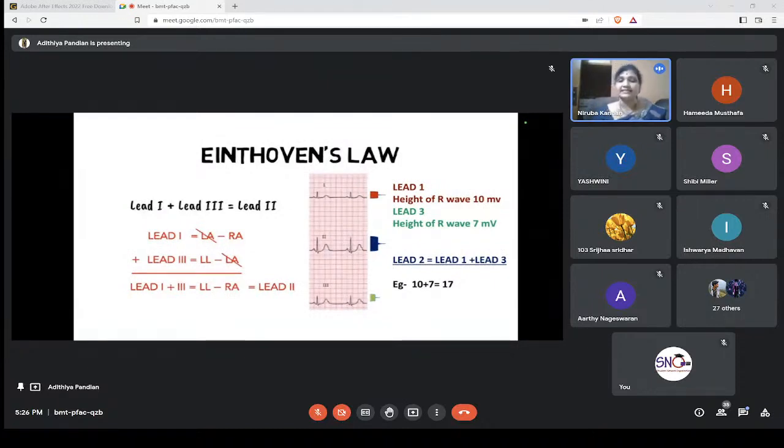So lead 1 and lead 3, if you add the sum of the voltage heights, how do you say it is 10 millivolts? Okay, we have to know the calibration again. We'll just move on to it. Next slide, please.